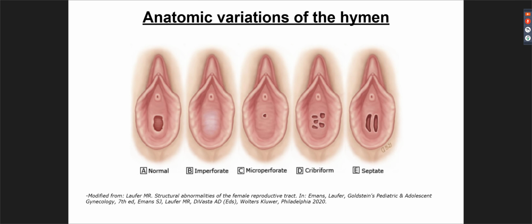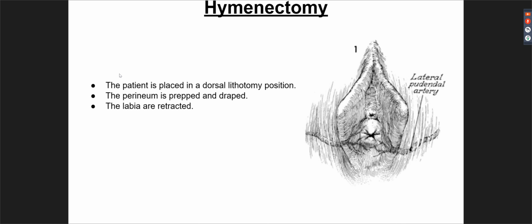Okay, so here are different anatomic variations of the hymen. And of course, the patient had the imperforate hymen. I don't know if they'll ask you that, but there are the pictures. Okay. So how do you do a hymenectomy?